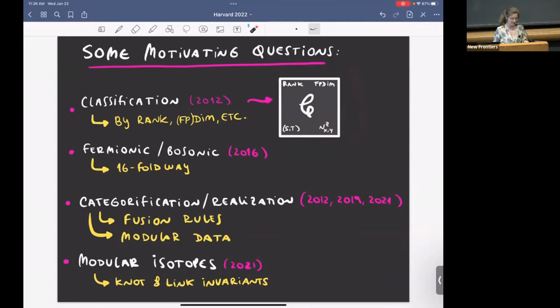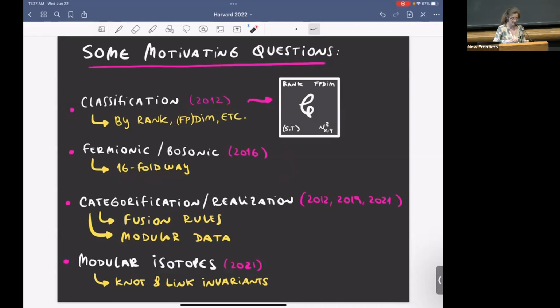Other things that we look at sometimes are these fermionic topological phases of matter versus these bosonic ones, so modular categories versus supermodular or these spin modular categories. And this is related to Kitaev's 16-fold way, and I will say a little bit more about this in a couple of minutes.